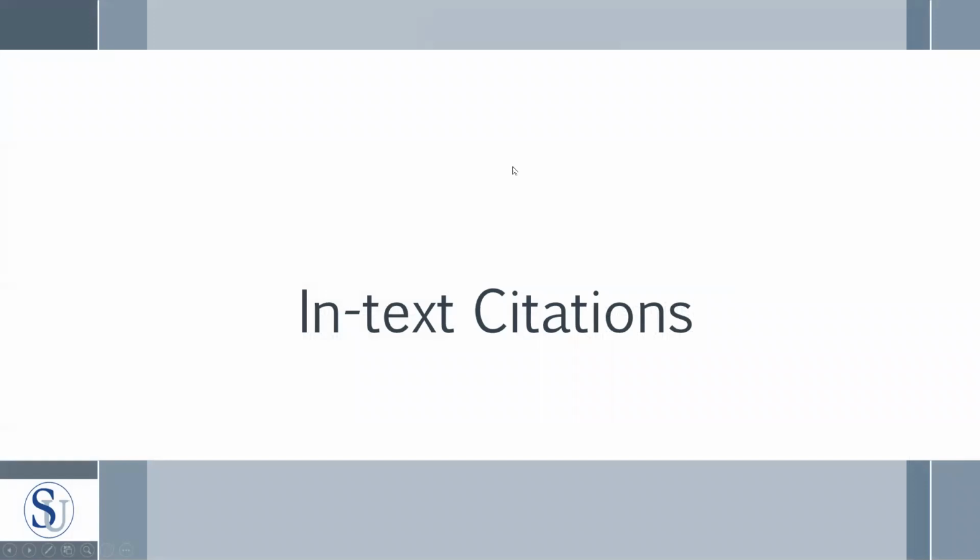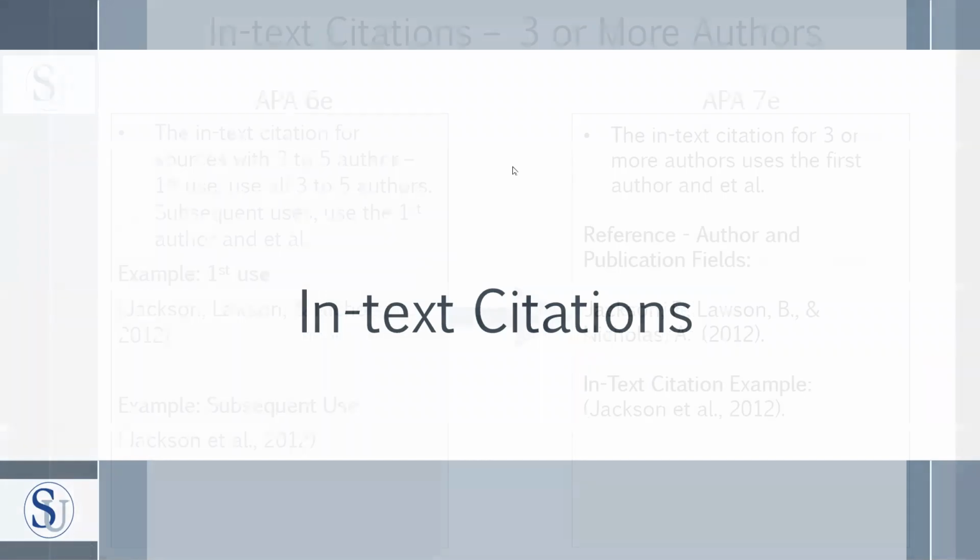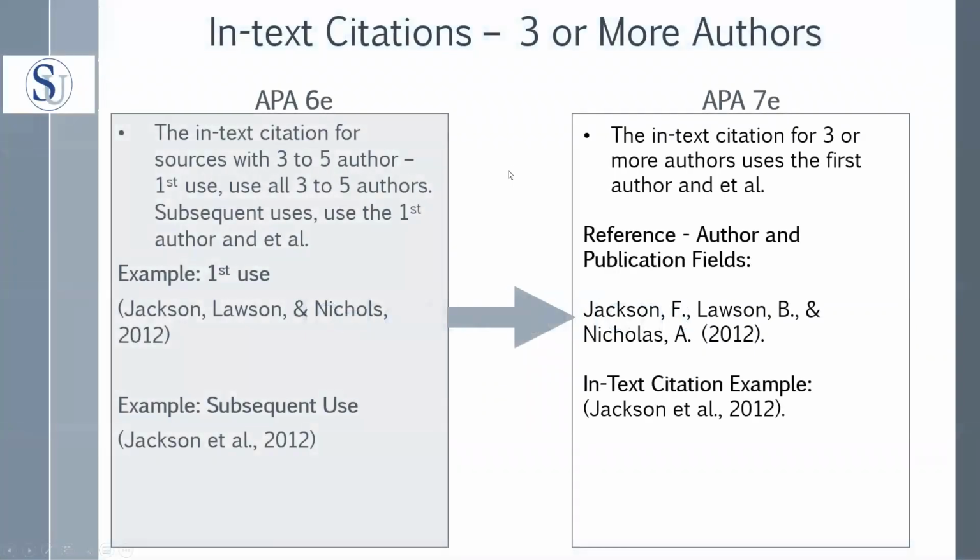Next, let's talk about in-text citations. There's been one change that I think will make it easier for students to do in-text citations that have more than 2 authors. So in the 6th edition, the in-text citation, of course, is made up of the author field and the year of publication, and it goes into the body of the paper. There was a rule for 2 authors, there was a rule for 3 to 5 authors, and then a rule for more than 5 authors.